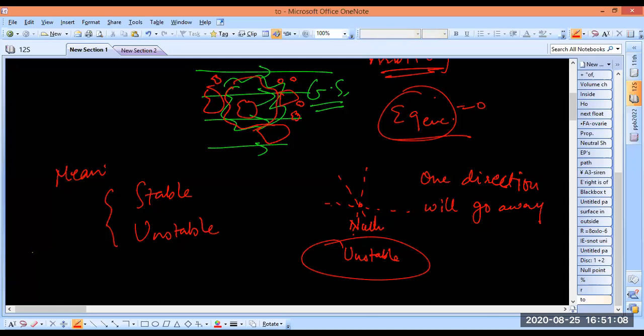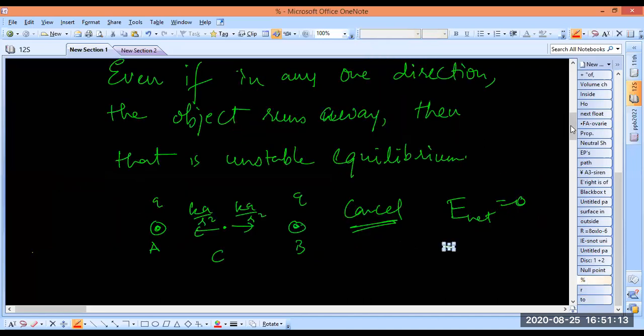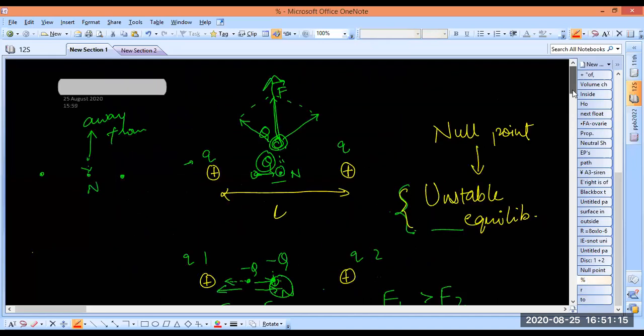For example, when we solve part B, I hope you remember what I told you here in part B. If you take two positive charges and put a positive test charge here and push it up, then it will keep going up. It will not come back. But if you push it left or right, it will come back because there is repulsion on left or right.